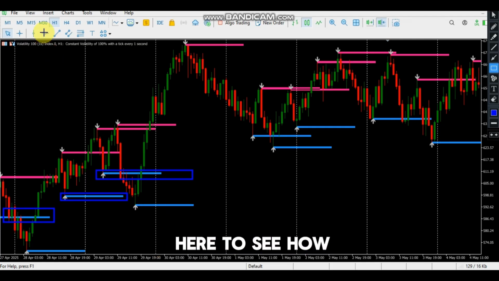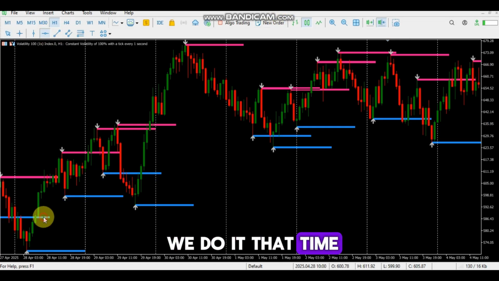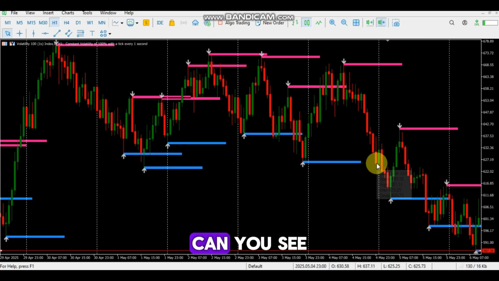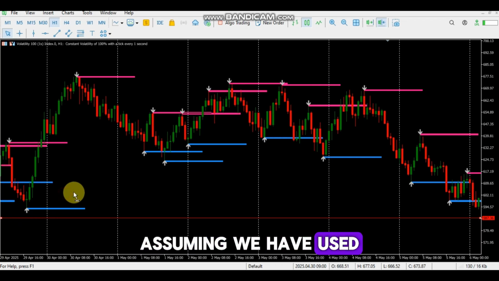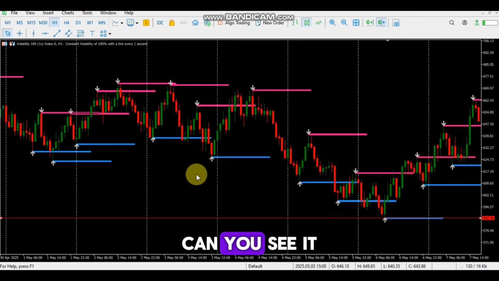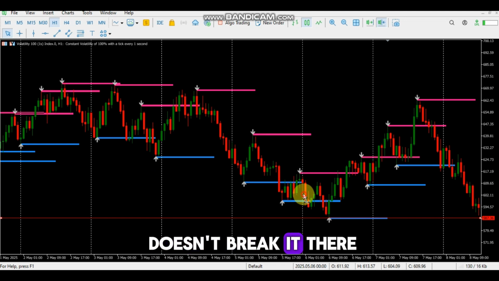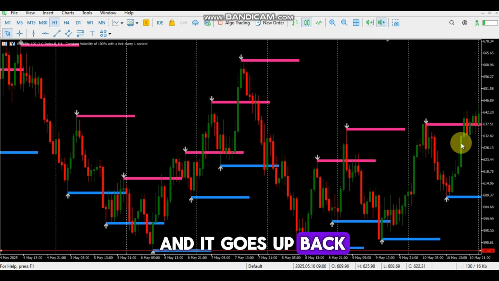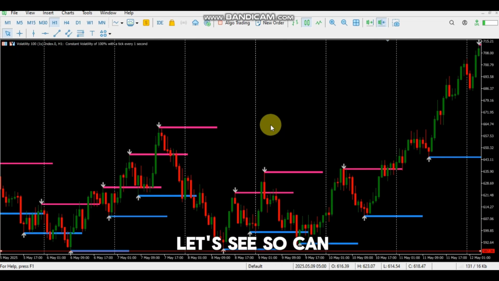Let's draw our line here to see how it actually goes. Let's join the way we did it that time. Can you see? Assuming we have used this one, we have placed our trade. Can you see it actually doesn't break it there? So it doesn't break it, and it goes back up.